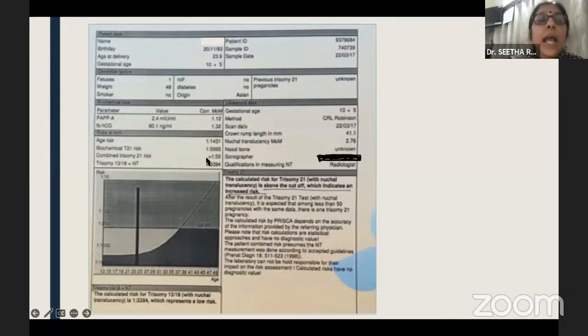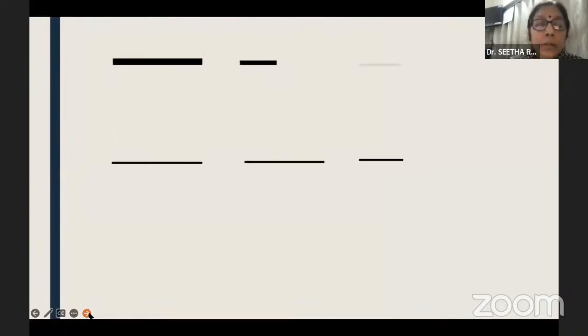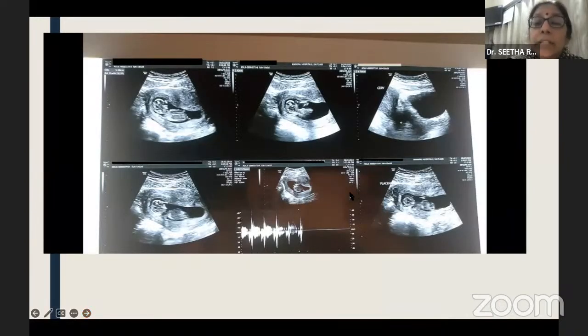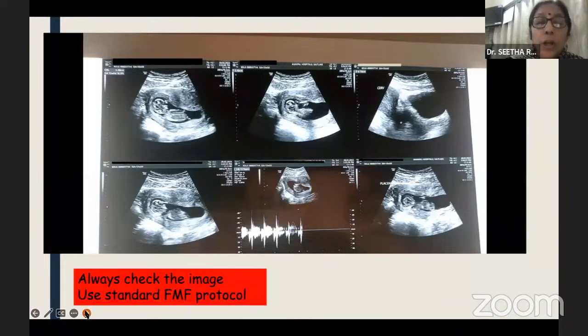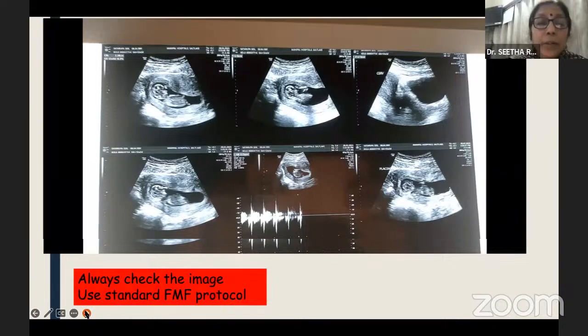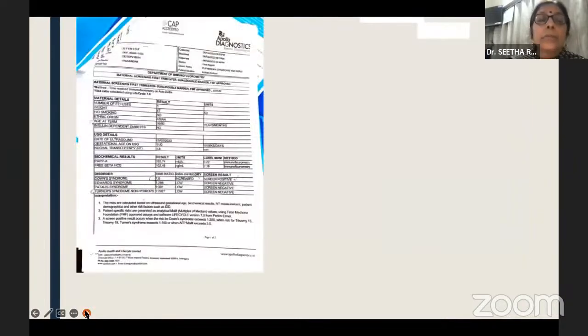Look at the images and what these biochemical markers are showing you. Also look at the images, how they are being done. It is still very sad that people may not be using the right standard protocol and interpreting the reports. Here again, this lady had a screen positive, where it said Down syndrome was positive.